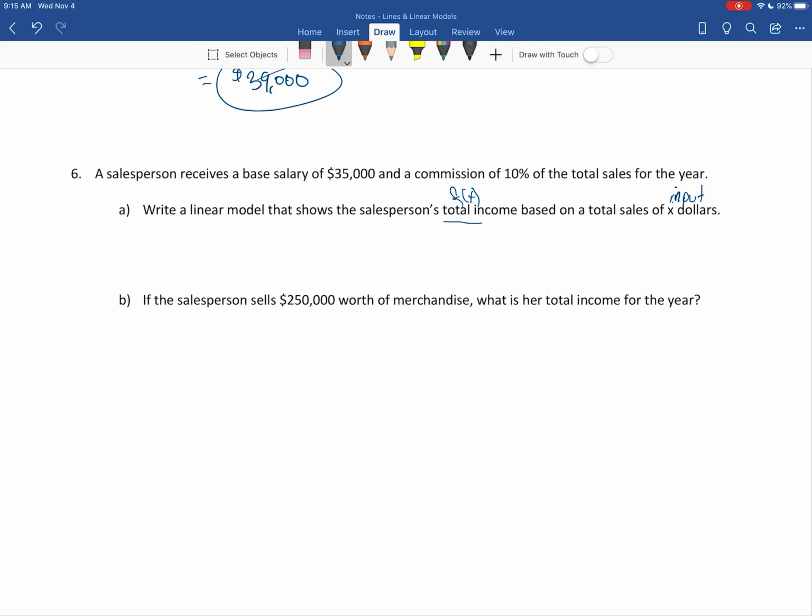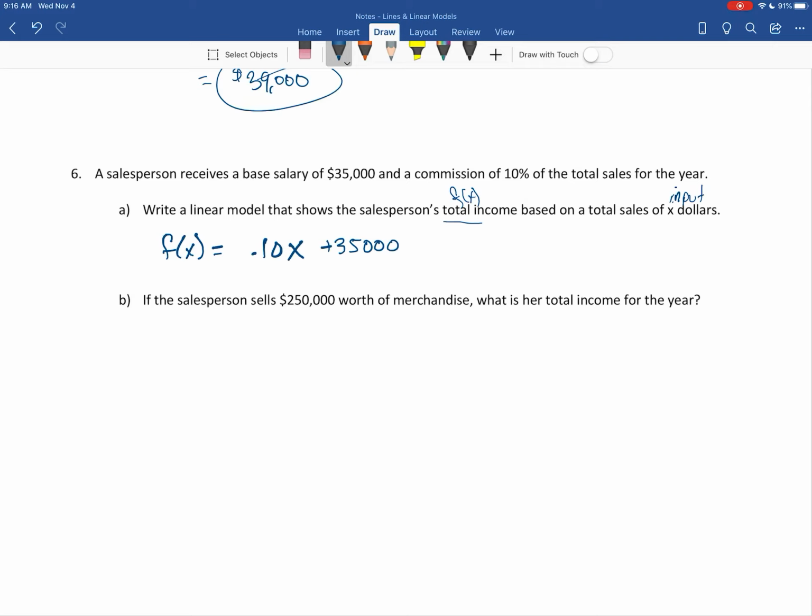Now, there's no work really to be done on this one because I've got all the information I need to go straight to the formula here. We know they're going to earn $35,000 no matter what. So that is our B value. And then they earn 10% of the total sales for commission. So whatever their total sales are, X, they also get 10% of that. So I had both the M and the B given to me in here. I didn't need to calculate either one of them. That really saves a lot of work.